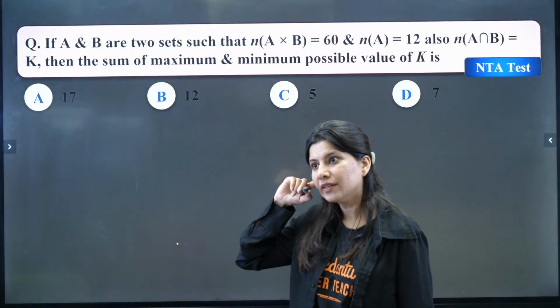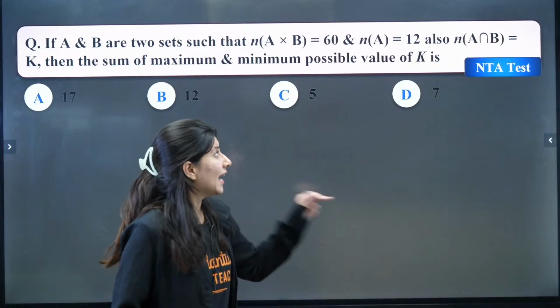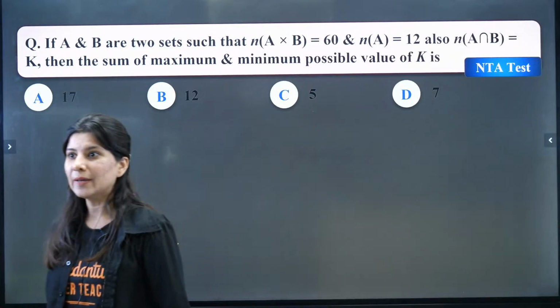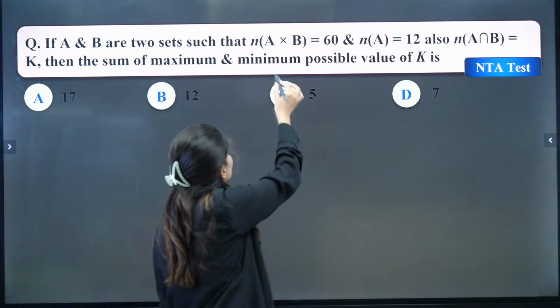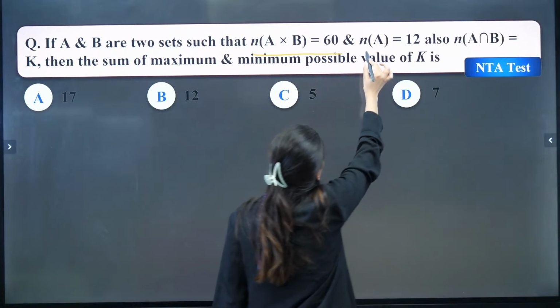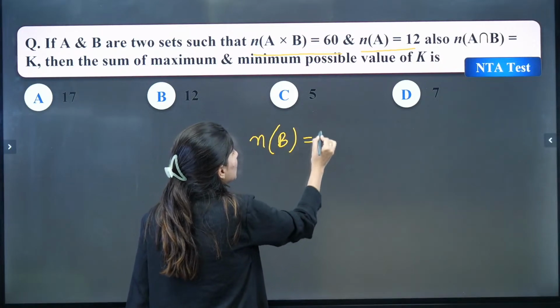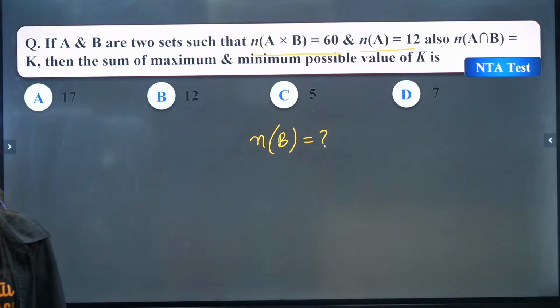Okay. So now we have a very good question from sets. This question was there in your NTA test. So A and B are two sets such that n(A cross B) is 60 and n(A) is 12. So can you tell me n(B), the cardinality of B? Who is going to tell me in the chat box the cardinality of B?